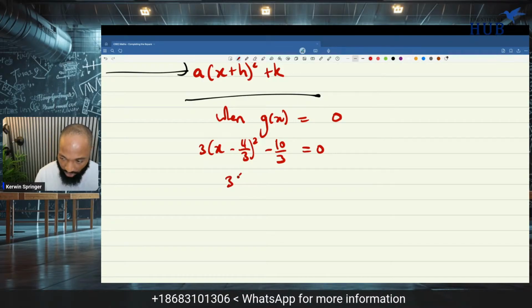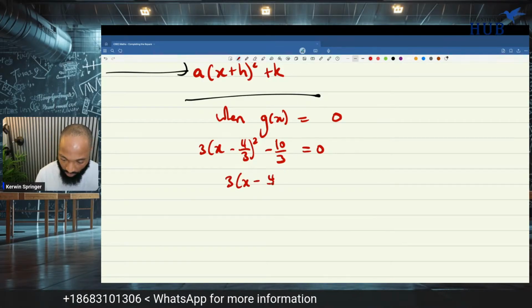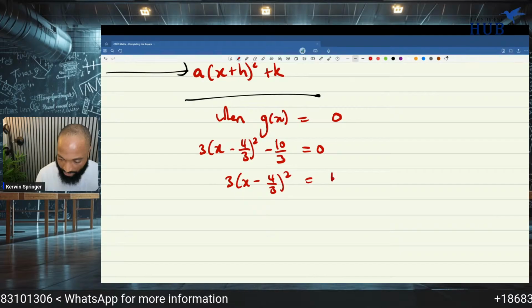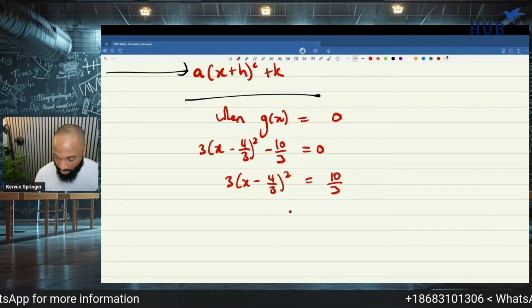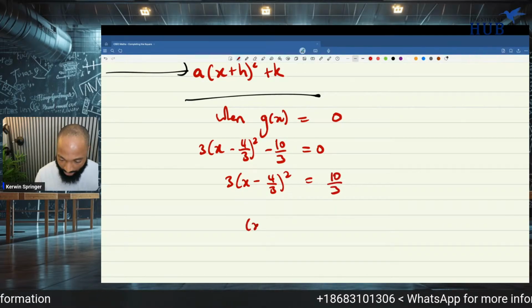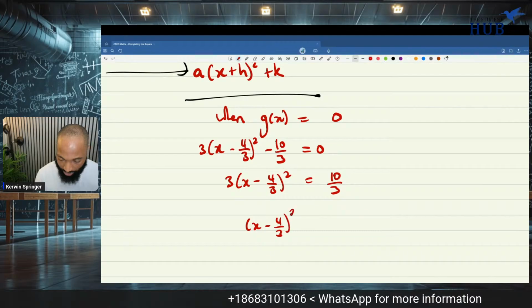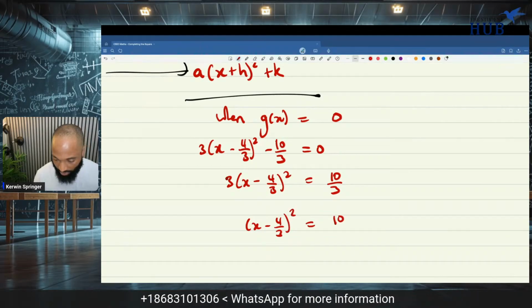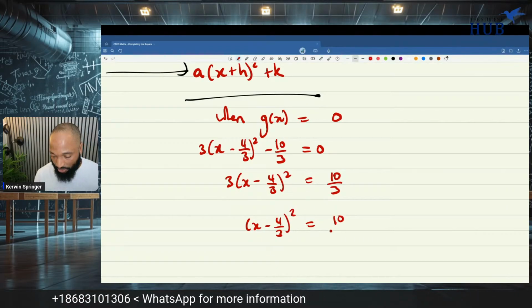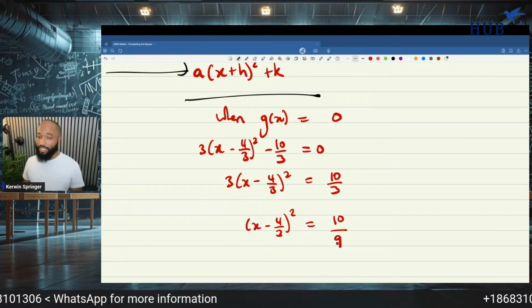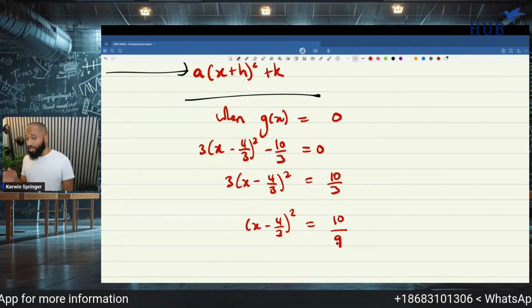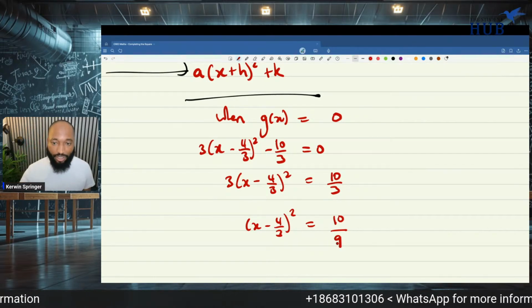So we'll be going 3 times (x minus 4 over 3) squared is equal to 10 over 3. Then you bring across the 3 as well. So you get (x minus 4 over 3) squared is equal to 10 over, if the 3 comes, it will go and multiply by this 3 here and you get 9. Pay attention to that move. Usually it's a 2 that you're bringing across and it will multiply by the denominator.